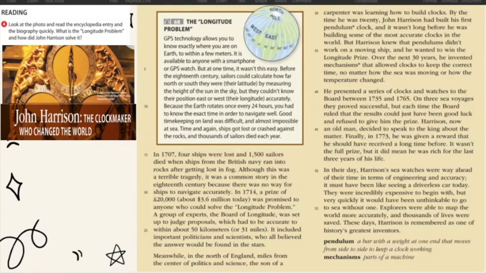On 3 sea voyages, they proved successful, but each time the board ruled that the results could just have been good luck and refused to give him the prize. Harrison, now an old man, decided to speak to the king about the matter. Finally, in 1773, he was given a reward that he should have received a long time before. It wasn't the full prize, but it did mean he was rich for the last 3 years of his life.